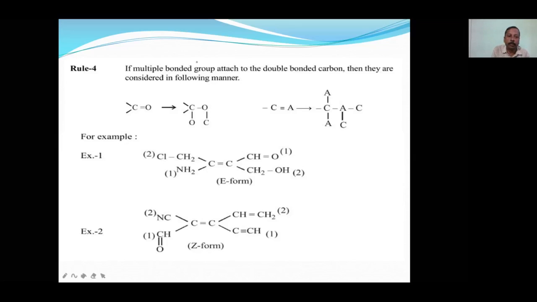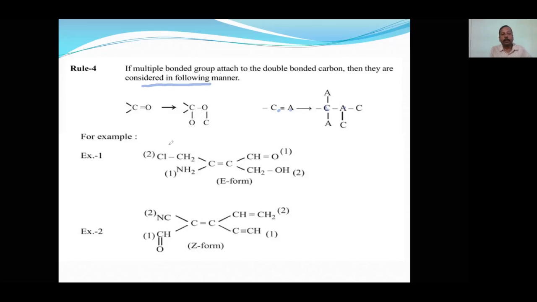Okay, now let's see rule number 4. If a multiple bonded group is attached, like carbon double bond oxygen, the double bonded atoms are considered in the following manner. So it will be considered as carbon attached to oxygen, and oxygen attached to carbon. In the same way, C triple bond A: carbon attached to three A's, and further, A is attached with three carbons, because a triple bond counts three places and a double bond two places.